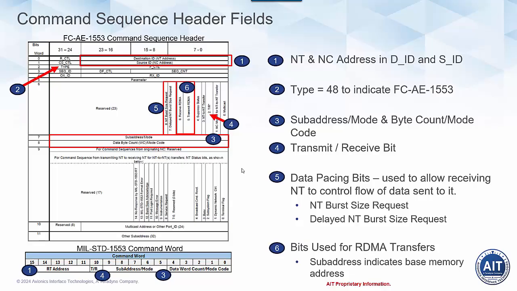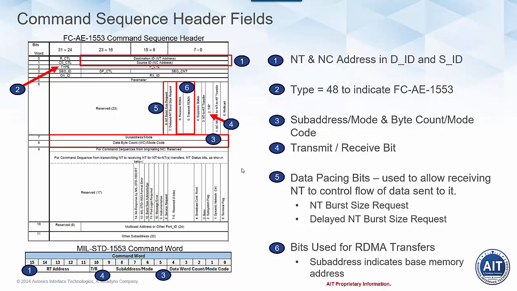And what these allow the network controller to do is to say to the NT, hey, I have a lot of data to send, so I'm going to set this burst size request, which is basically telling the network terminal to respond with a status word to tell the network controller the maximum amount of data that the network terminal can receive in a burst. So it basically allows the data to be paced. So we'll talk about this a little more when we look at a network controller to network terminal transfer. But that's what those two bits are that I'm indicating with the dot with a 5 in it there.